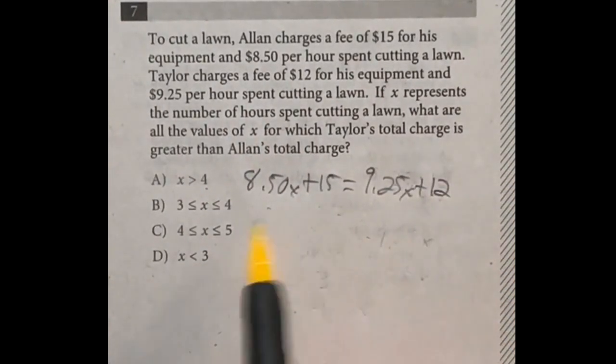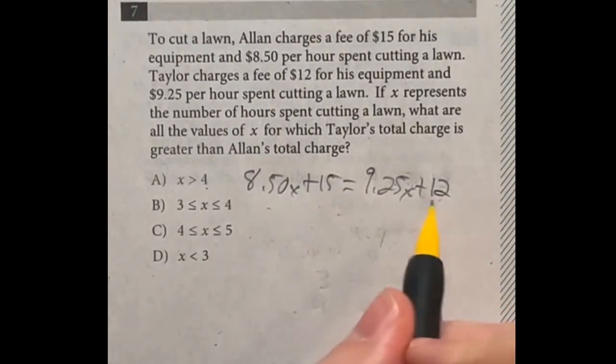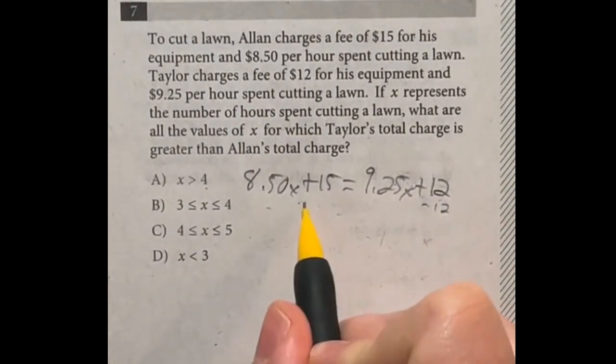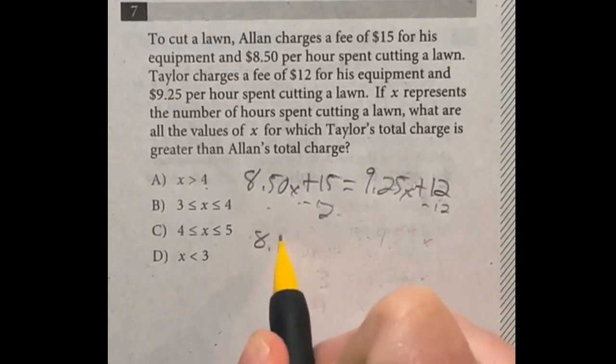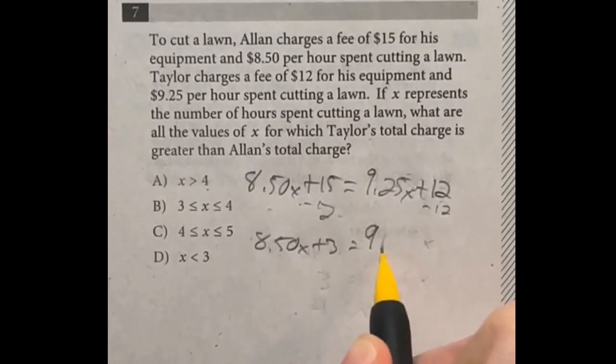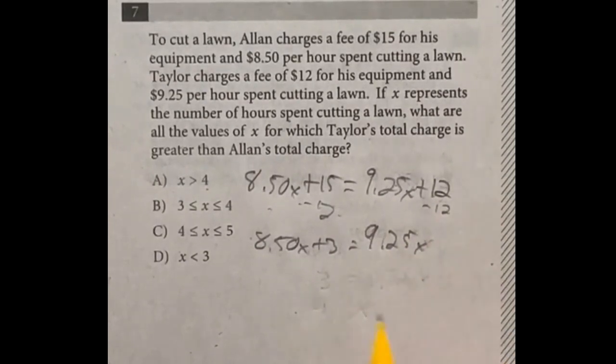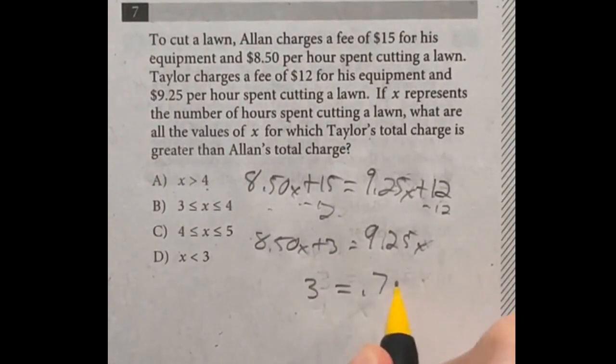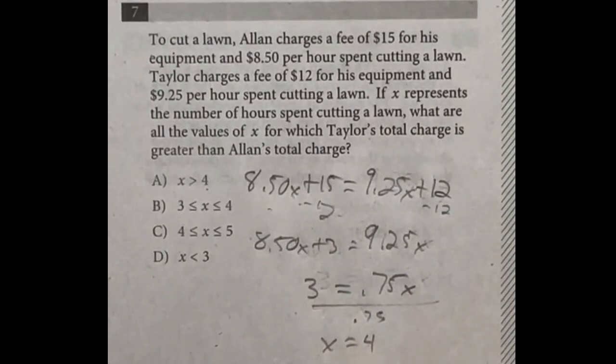Let's go ahead and solve for x here first. So I'm going to go ahead and subtract the 12 from both sides. That's going to give me 850x plus 3 is equal to 925x, and those cancel. Then from there, I'm going to subtract the 850 from both sides, giving me 3 is equal to 0.75x, and then I'm going to divide both sides by that 0.75 to tell me that x is equal to 4.